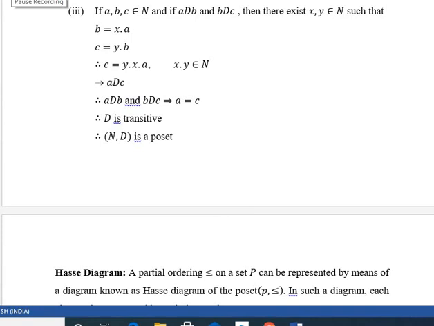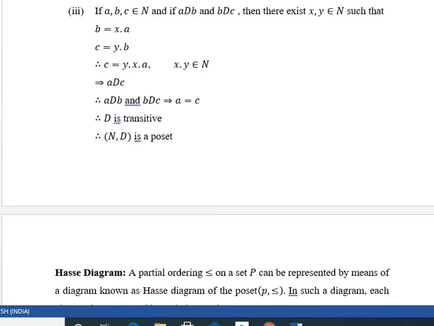If a, b, c are elements of N, and a related to b and b related to c, then there exist x, y element of N such that b equals xa and c equals yb. Therefore c equals y times x times a for x, y element of N. So a divides c: a divides b and b divides c implies a divides c. Here the relation is divides. Therefore D is transitive. Therefore (N, D) is a poset.